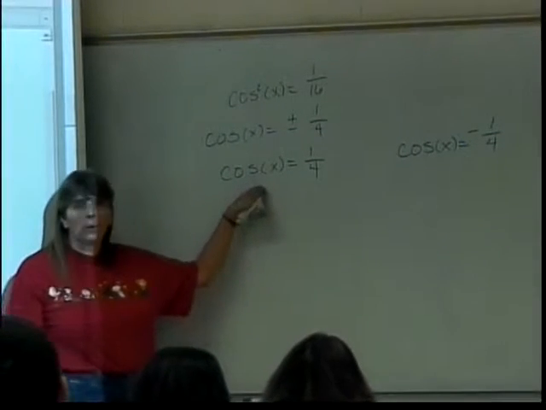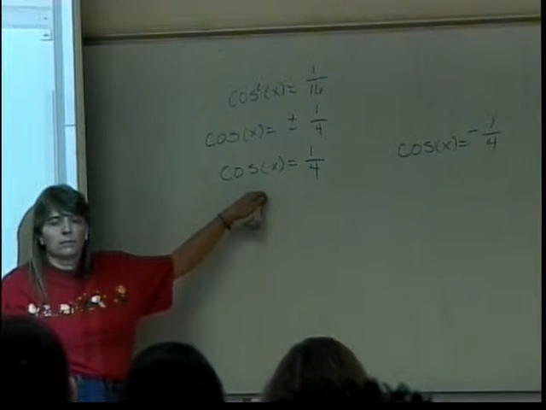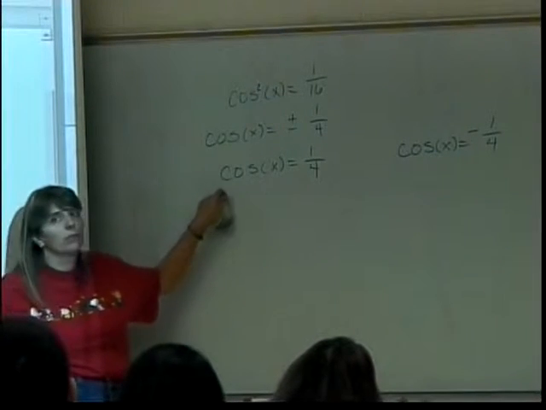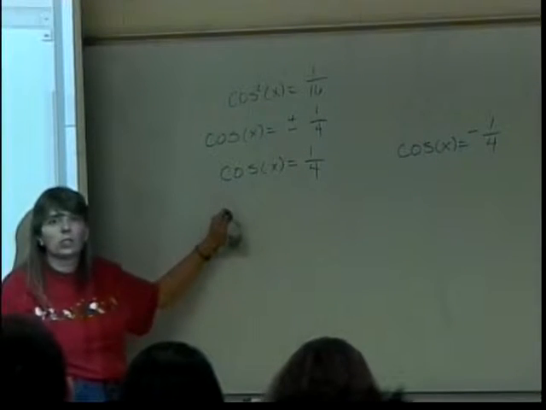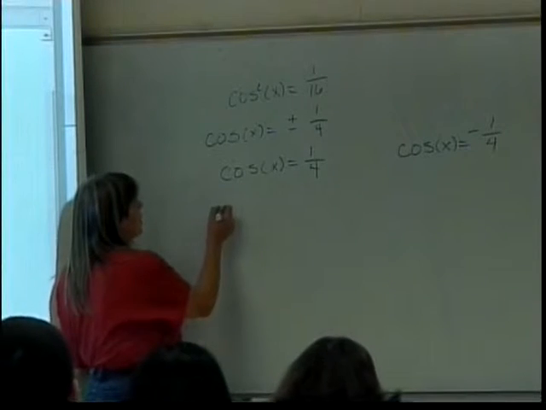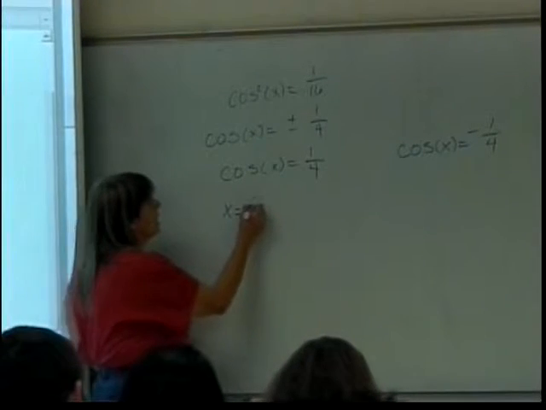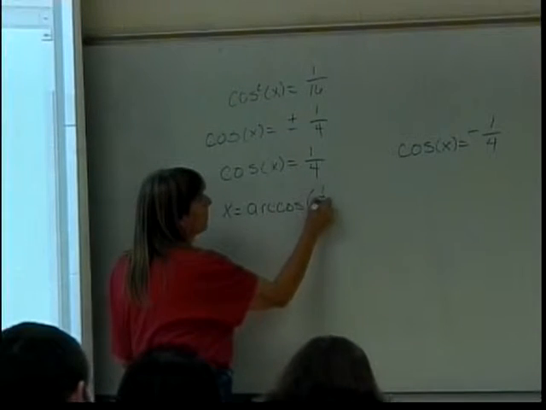So let's go with this one. What do I need to do to solve this equation? How do I leave the x over here? I can't subtract. This is the name of a function: inverse cosine. I have to undo the function. So I do the inverse cosine, and I'll have x equals the arc cosine of 1/4.